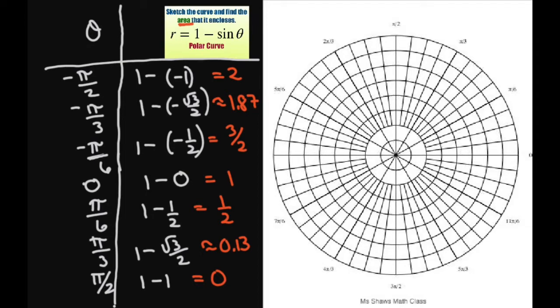So at negative pi divided by 2, we're at 2. I'm going to go by 2's. So it's going to be 1, and this will be 2. At 0, we're at 1, which is here. And let's get closer in. At pi divided by 6, we're at 1/2. At pi divided by 3, we're really close to 0. And at pi divided by 2, we're at 0. Then you work yourself back around. It's symmetric to the line theta equals pi divided by 2.